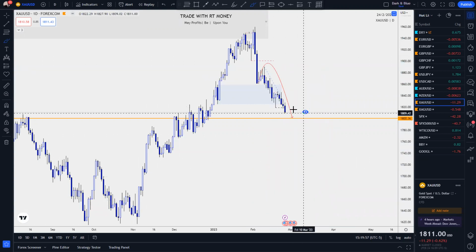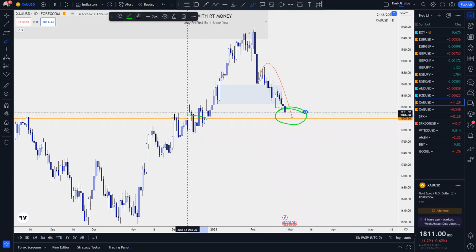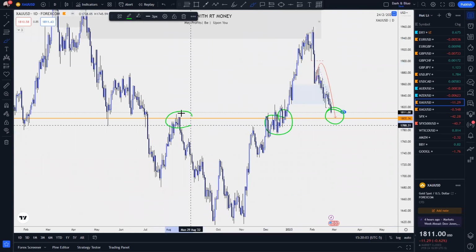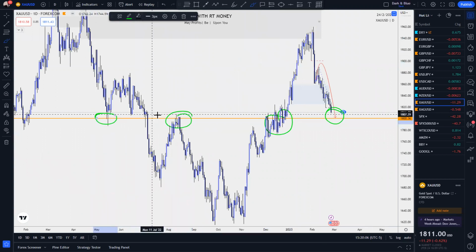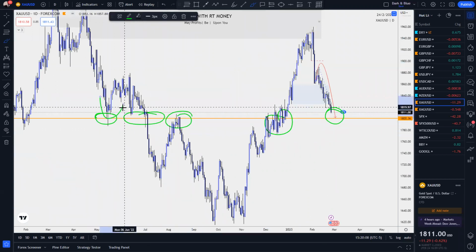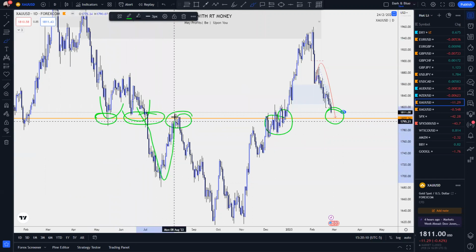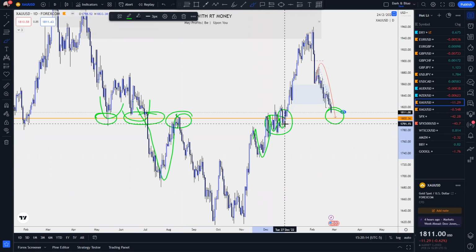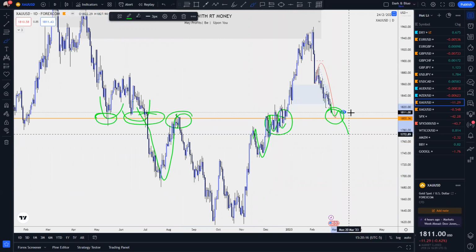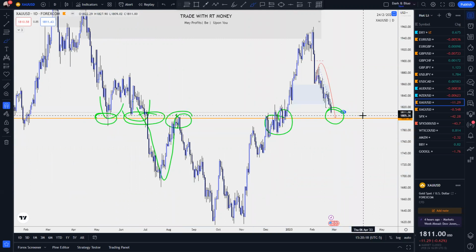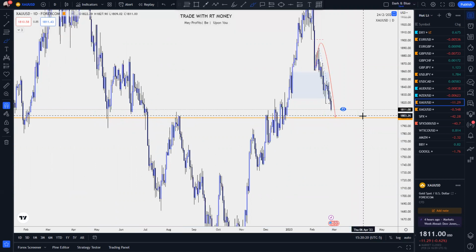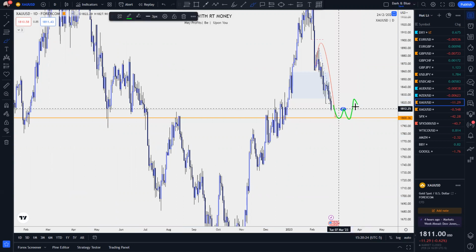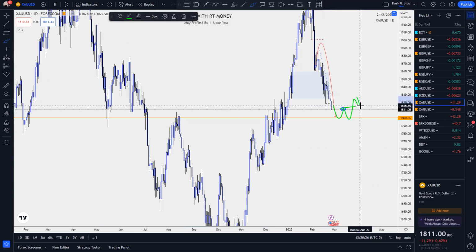But here is where that magic is going to happen. There's a reason why I have this level situated there, because it's acted as support, break, resistance here, and then we have all this here. I'm thinking that when it visits here again, this is going to hold and we're going to get a break of market structure to the upside.